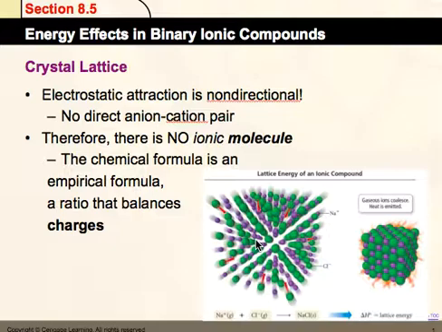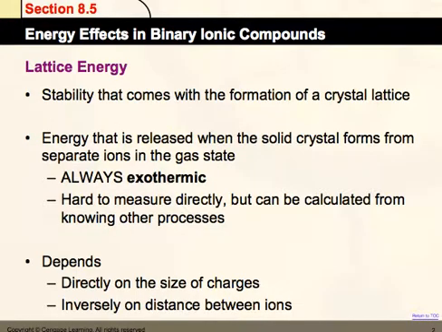The chemical formula is just the lowest ratio of those charges, as long as they're balanced and it's neutral, and we have the lowest ratio of positive and negative ions when we write them. The stability of an ionic compound is coming from that formation of what's called a crystal lattice. That's why it's called lattice energy.